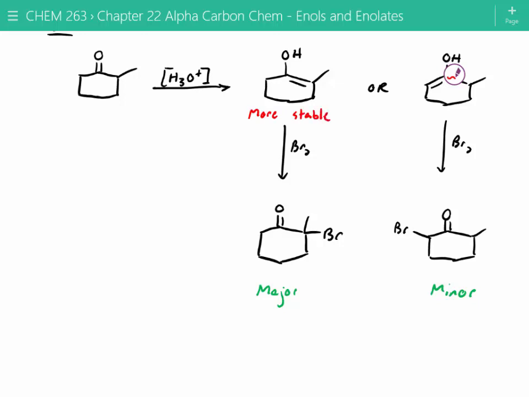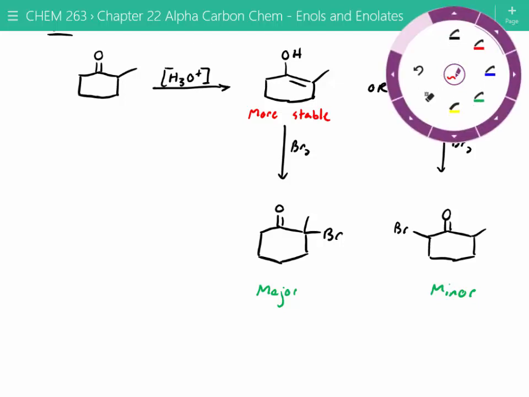In this case, if we look at our major product, there are no more protons on that position where the halogen added, so you don't run into that problem as much when you are on a more substituted carbon. Tertiary carbons are often preferred, especially if you don't want to over-halogenate. All right. So now let's take a look at another reaction, this time under basic conditions.